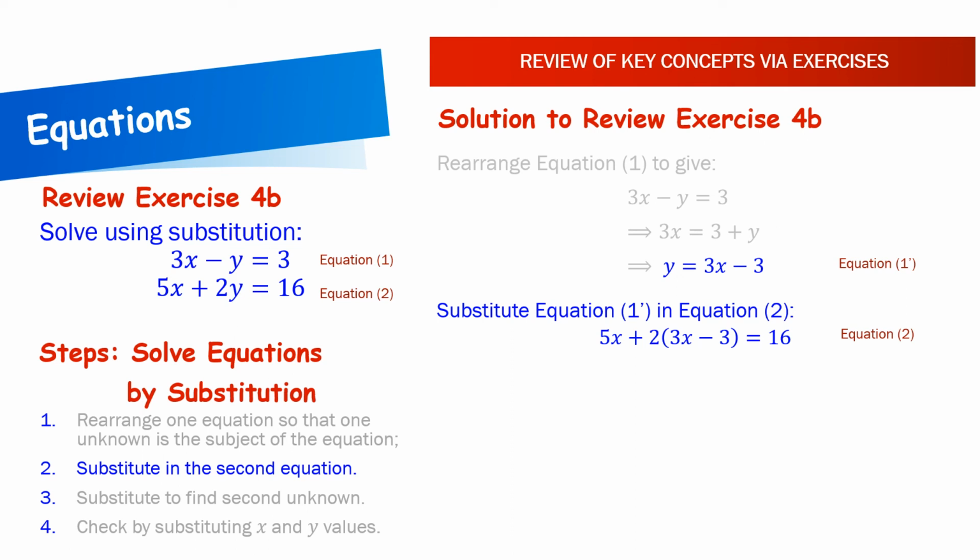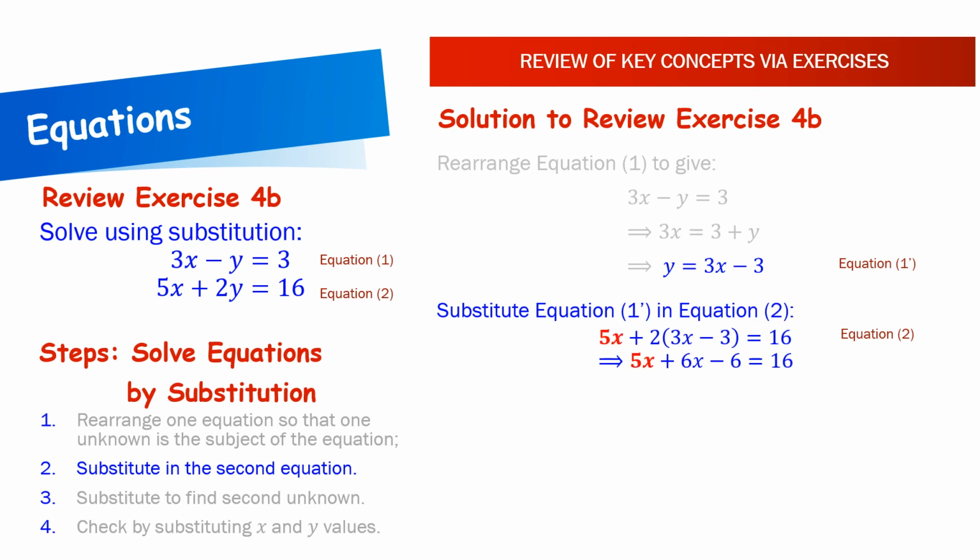Next, substitute the new equation 1 dash in equation 2. So equation 2 was 5x plus 2 times y equals 16, and where we have the y, we substitute 3x minus 3, as shown.